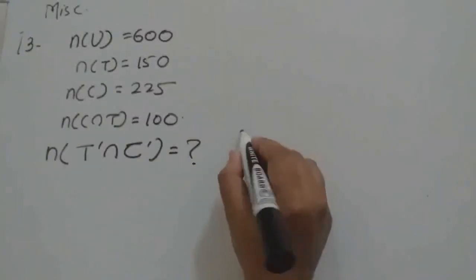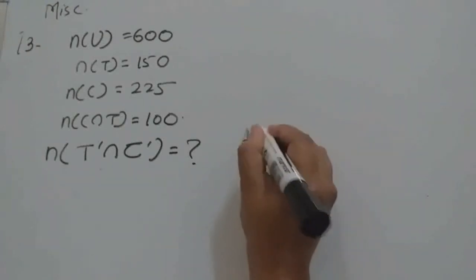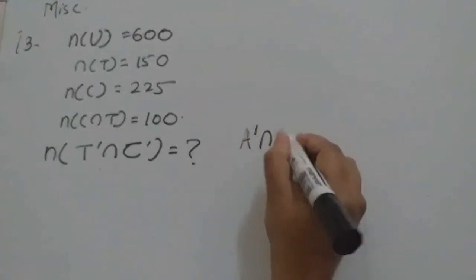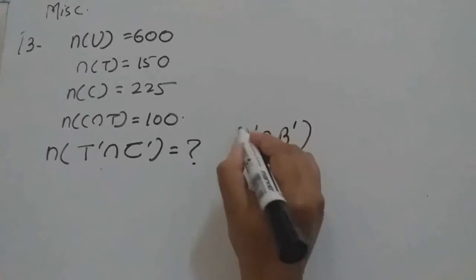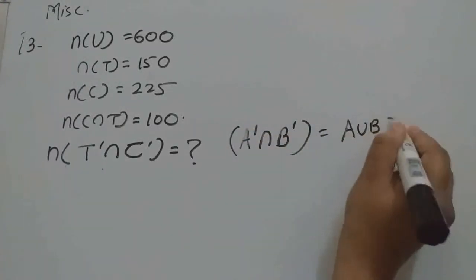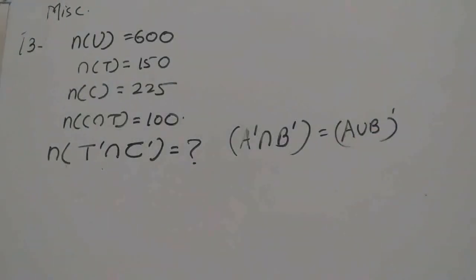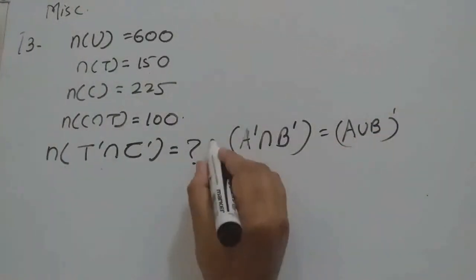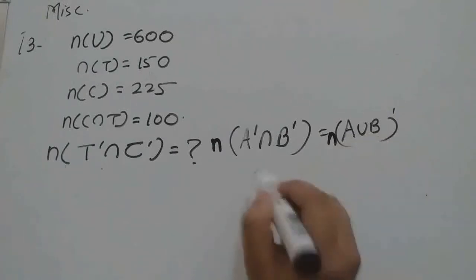See, De Morgan's law is what? A complement intersection B complement is equal to A union B whole complement, isn't it? This is De Morgan's law. So if you want to find number of elements, it will be like this.